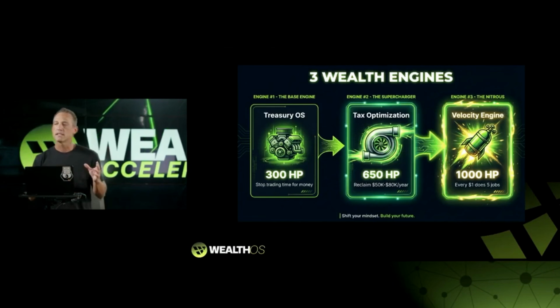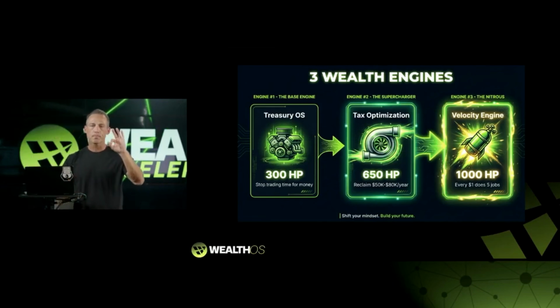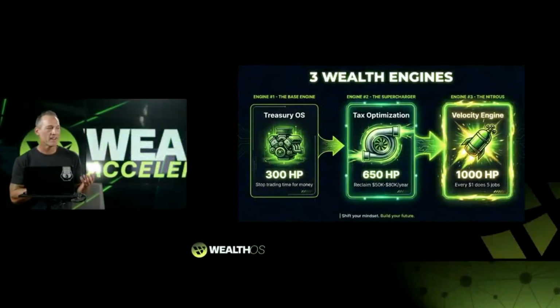Now, remember when I said that Saylor uses 3 moves? I said that the third one that he uses that we can copy does about 80% of the work. Okay, this is it. This is engine number 3, the velocity engine. That's the nitrous, because that's where the magic happens.